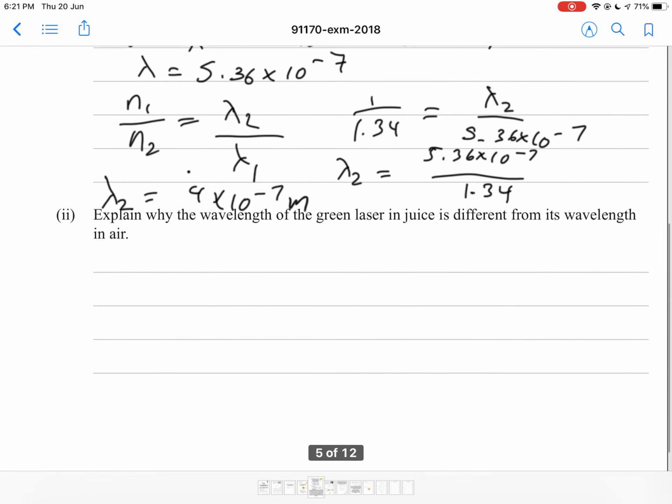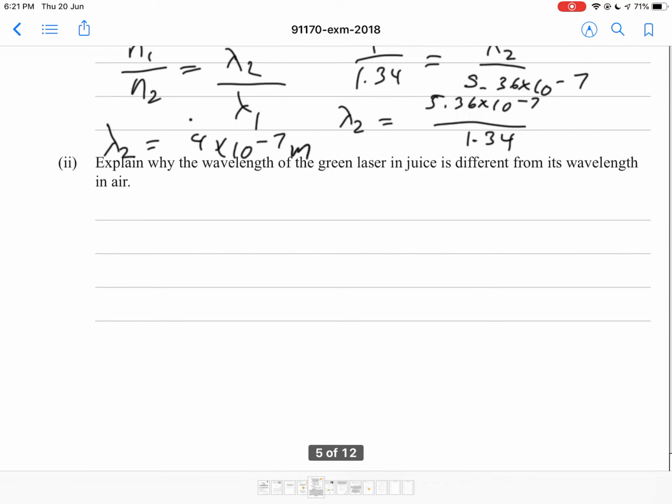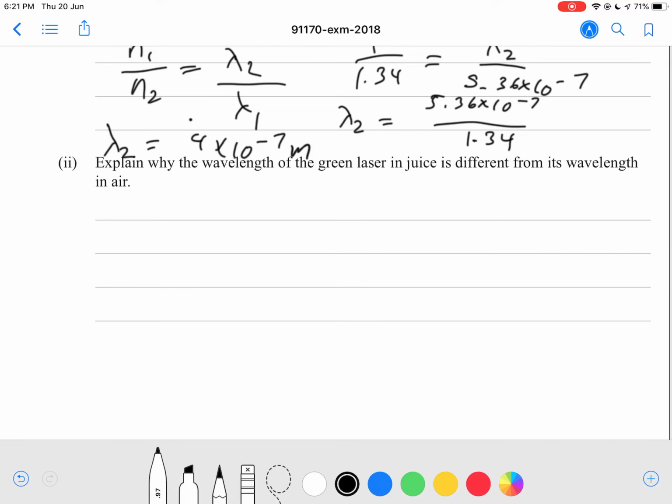Explain why the wavelength of the green laser in the juice is different from its wavelength in air. Basically, the wavelength is different because it has a different medium. When we have our laser in the juice, because it's a more dense medium, the wave is traveling slower in the juice, and it's traveling faster in the air. Because frequency remains the same in both cases, we can say that our v is proportional to our lambda. So if our v goes down, then our lambda will also go down, and if our velocity goes up, our lambda will also go up.